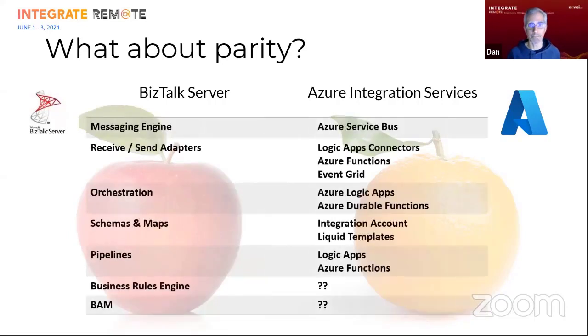And even if we break it down and look at some of the main features of BizTalk, you'll see there's actually pretty good parity among those things. So BizTalk, as we know, is a messaging engine. It's a very robust messaging engine, a publish-subscribe system. Well, we certainly have that with Azure Service Bus. And I would argue that Azure Service Bus is in some ways even more powerful than BizTalk's. It has features that BizTalk doesn't have.